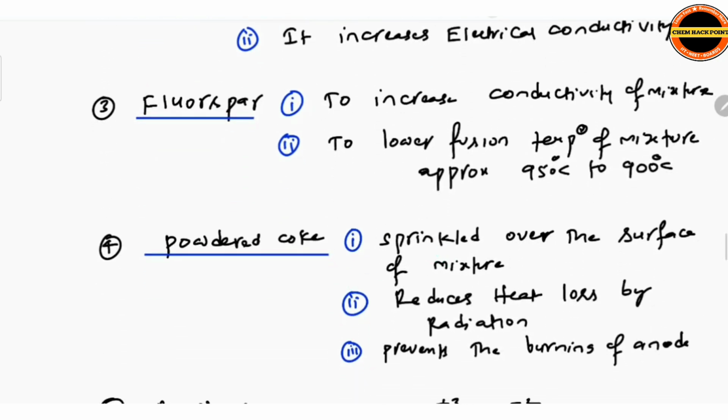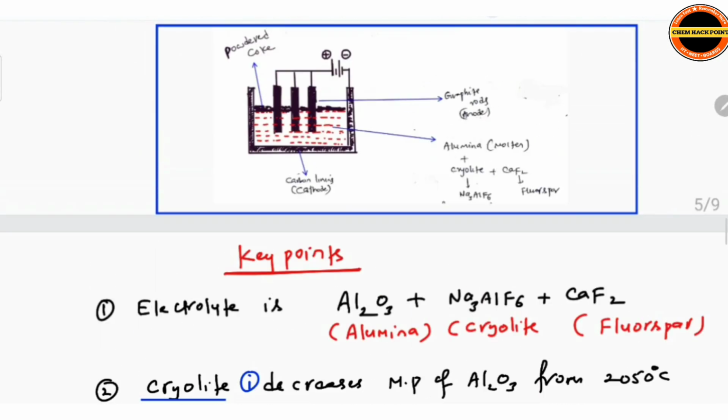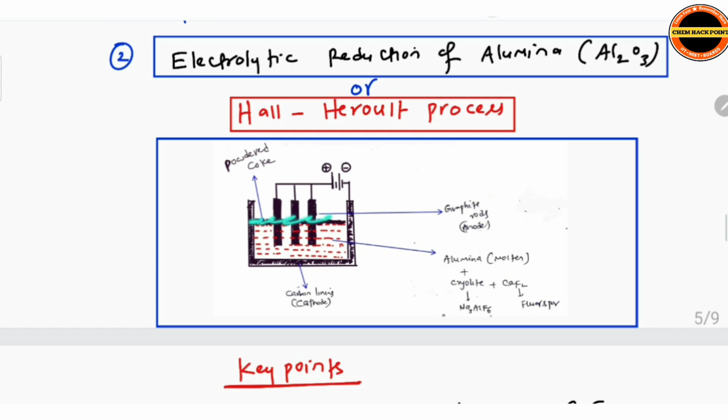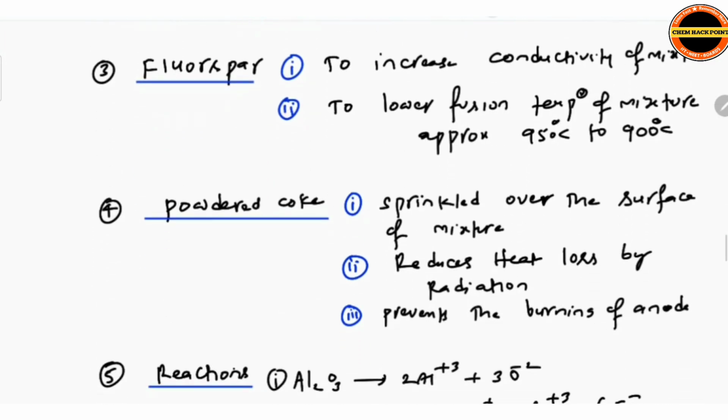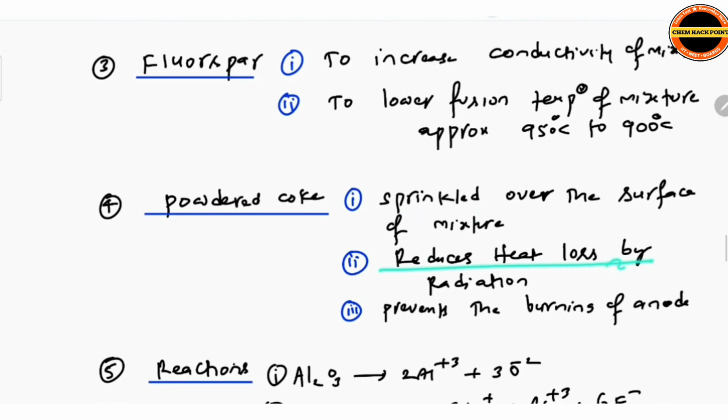Powdered coke is sprinkled over the surface of the mixture. Here you can see it sprinkled over the surface of the mixture. The role of it, see here: it reduces heat loss by radiation and prevents the burning of the anode, powdered coke.